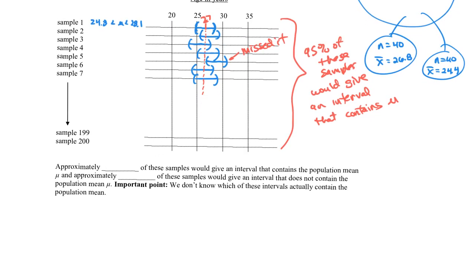We don't know. So in this case it would be 190, because there's 200 samples, 95% of 200. 95% of them will capture the mean if it's a 95% confidence interval. So approximately 190 of these samples give an interval that contains the population mean mu, and approximately 10 of these samples give an interval that does not contain the population mean. And the important point is that we don't know which of these intervals actually contain the population mean.